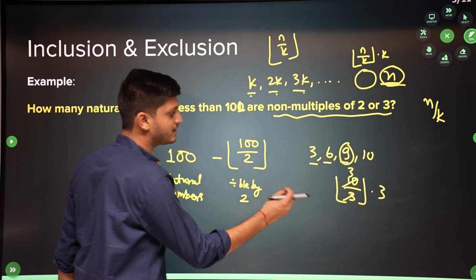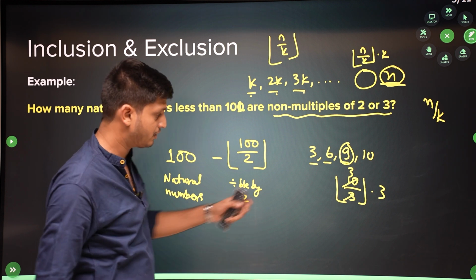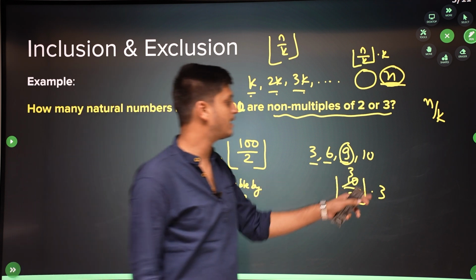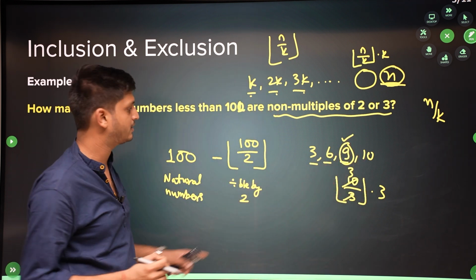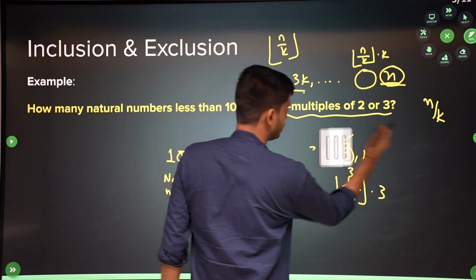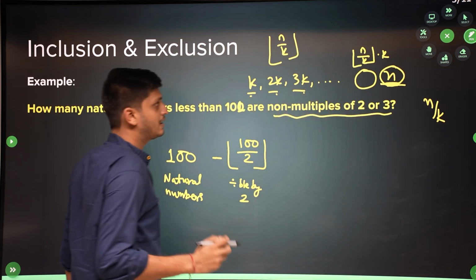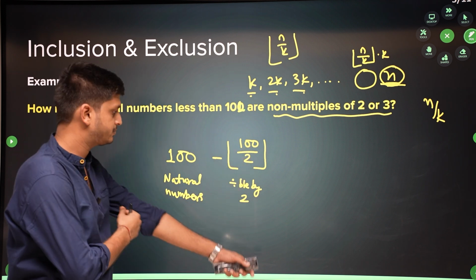Because floor of 10 by 3 is the just less than number, like just less than 10, which will divide 3. Okay, so if I multiply it by 3, I will get 9, which is the last number which is less than 10 and is divisible by 3. So if you want to find the number of natural numbers less than n and are divisible by k, it will be floor of n by k.